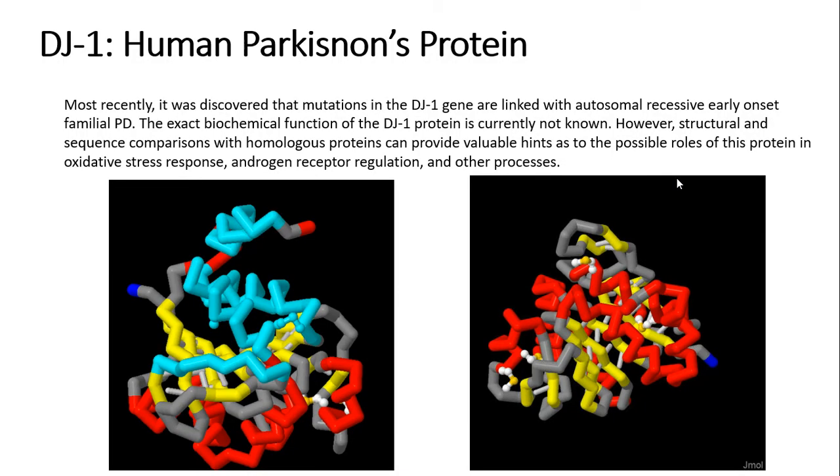Okay, DJ1. Interesting protein for a couple of reasons. Number one, it was discovered back in 2003, and mutations in the gene that codes for this protein are linked with autosomal recessive early onset familial Parkinson's disease, which means it's a recessive form of Parkinson's that if a person has both recessive traits, they get an early onset of this disease at a younger age.